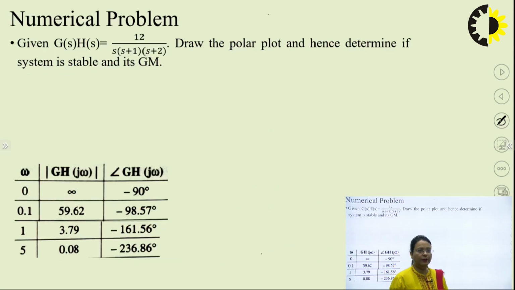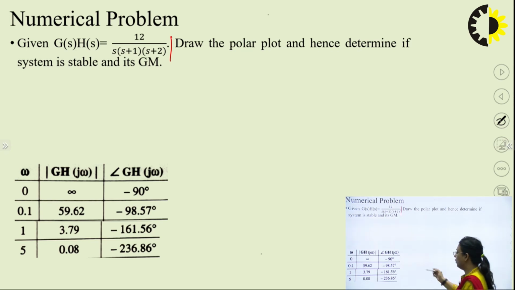Now, I have taken this numerical for better understanding of the polar plot. Here they have given us G(s) equal to 12 upon s into (s plus 1) into (s plus 2). Now, we have to draw the polar plot and determine whether the system is stable or not, and we have to also determine the gain margin of the particular system. We can comment upon the stability only when we come to know about the gain margin and the phase margin, or omega GC and omega PC.